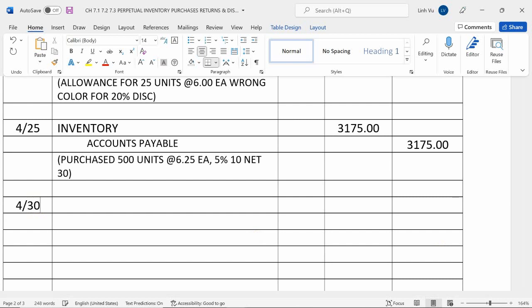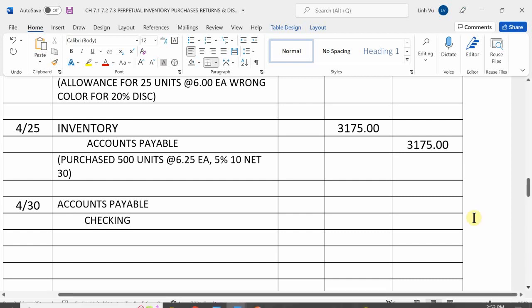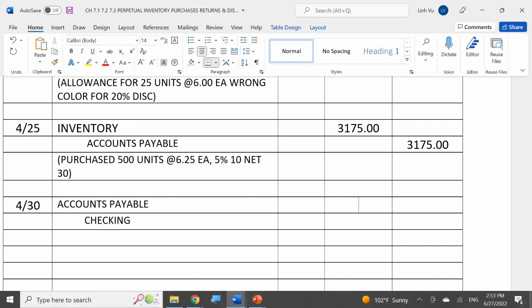So April 30th, how do I recognize that I'm paying for what I owe? You would debit accounts payable. Good, because I'm paying for what I owe, and credit checking, because we wrote a check out. Because I have to pay in full, we recognize what we actually owe, $4,100.